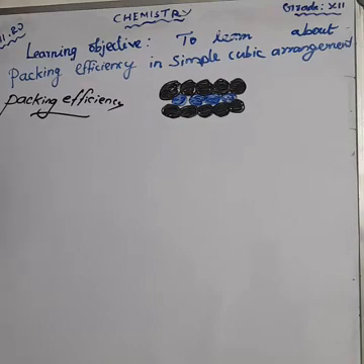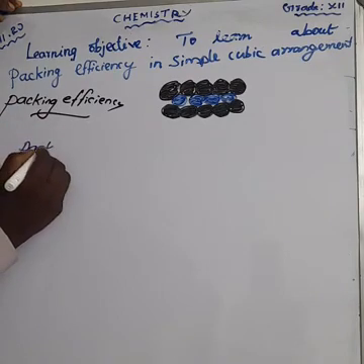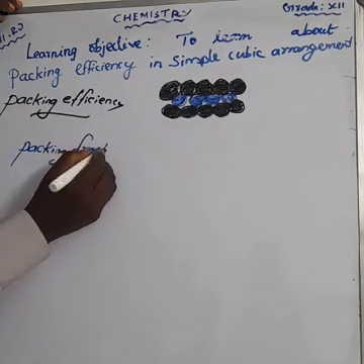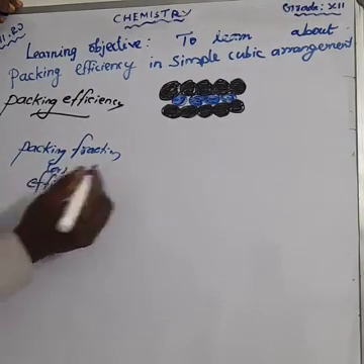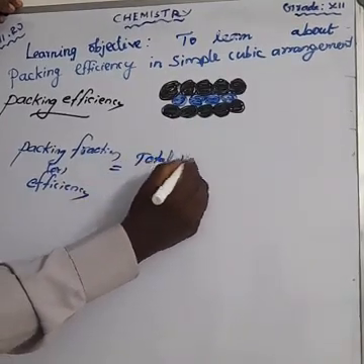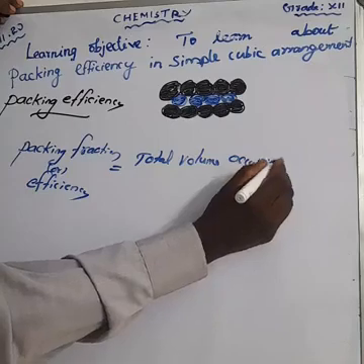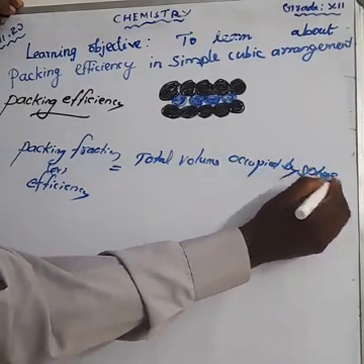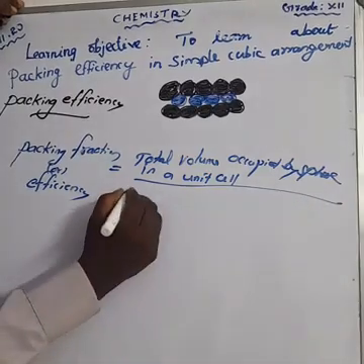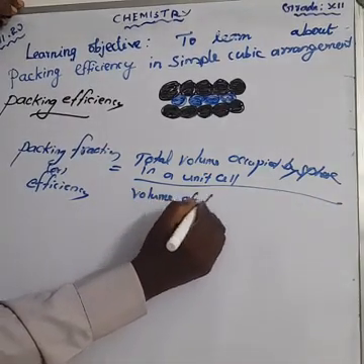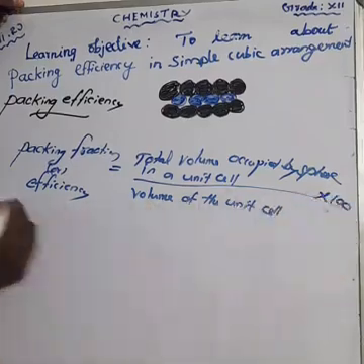What is the formula? The packing efficiency, packing fraction, otherwise called efficiency, is equal to the total volume occupied by spheres in a unit cell divided by the volume of the unit cell, into 100. This is the formula. Don't forget it.